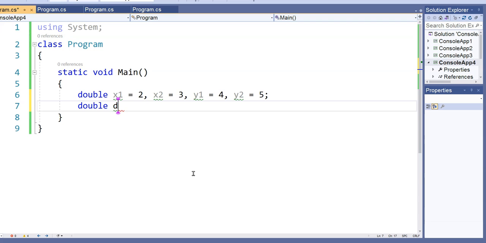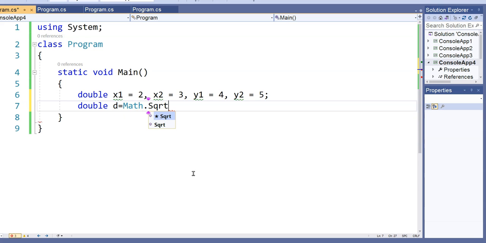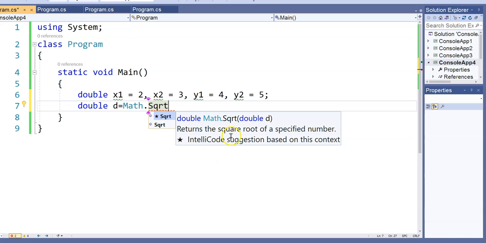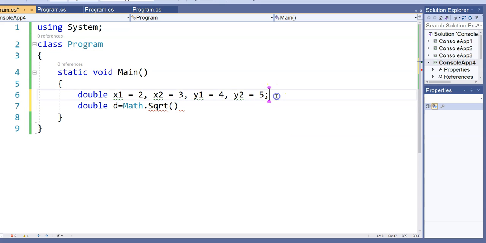Create the distance formula. So we'll say double D, that's the data type, and we're going to use the square root function. So we're going to type in Math. That's the Math class, dot, and then Sqrt. So within there is this method called square root. It is the square root of a specified number. And then it says double d, that's the argument. So ultimately it has to be a double that goes in. So we're going to make use of these coordinates as follows then.